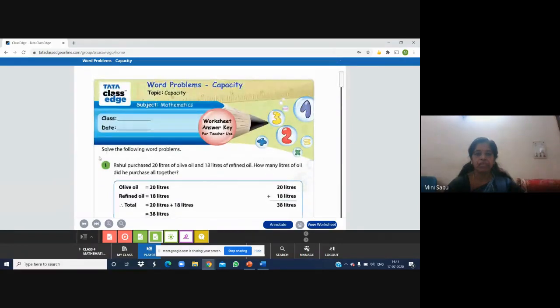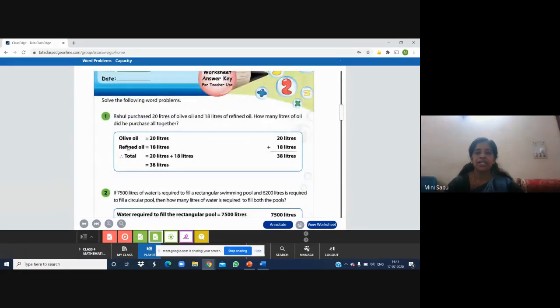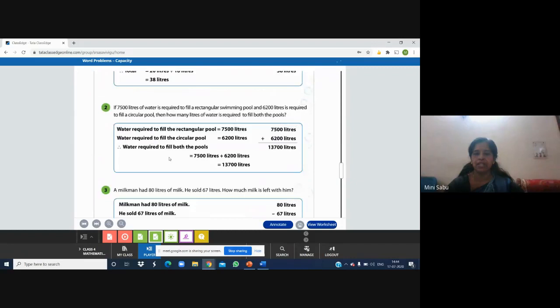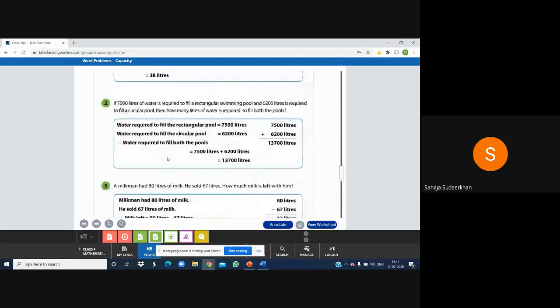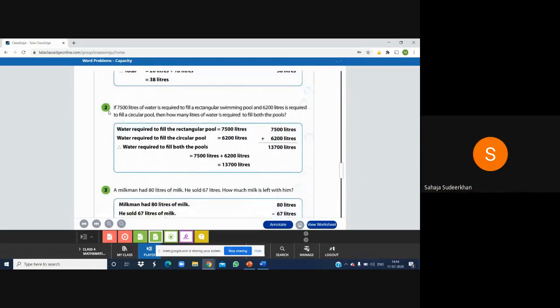See, this is our first question. They have very shortly written olive oil equal to, refined oil equal to, total equal to. They added, they got the answer. Here addition is done. Is it clear, children? 20 plus 18 is 38. Very simple addition. Class 2 children do this type of question. Is it not? Okay. Second one, I'm not reading the question again.